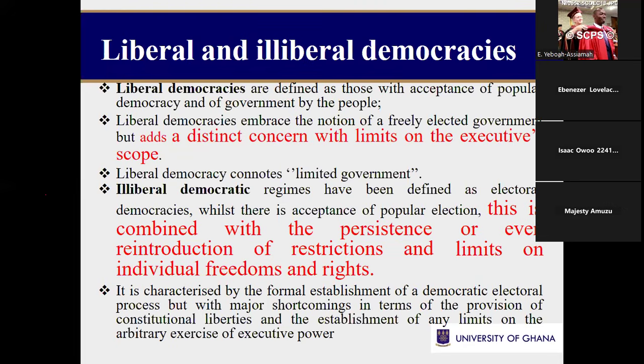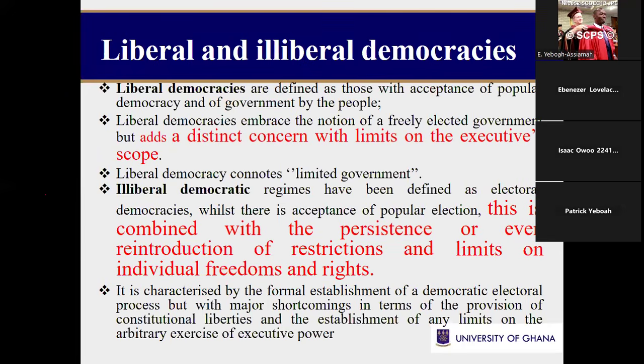That is liberal democracy. So the scope or the powers of the executives are limited. So we call it limited government. Are you with me? Yes, sir. The opposite is illiberal democracy.